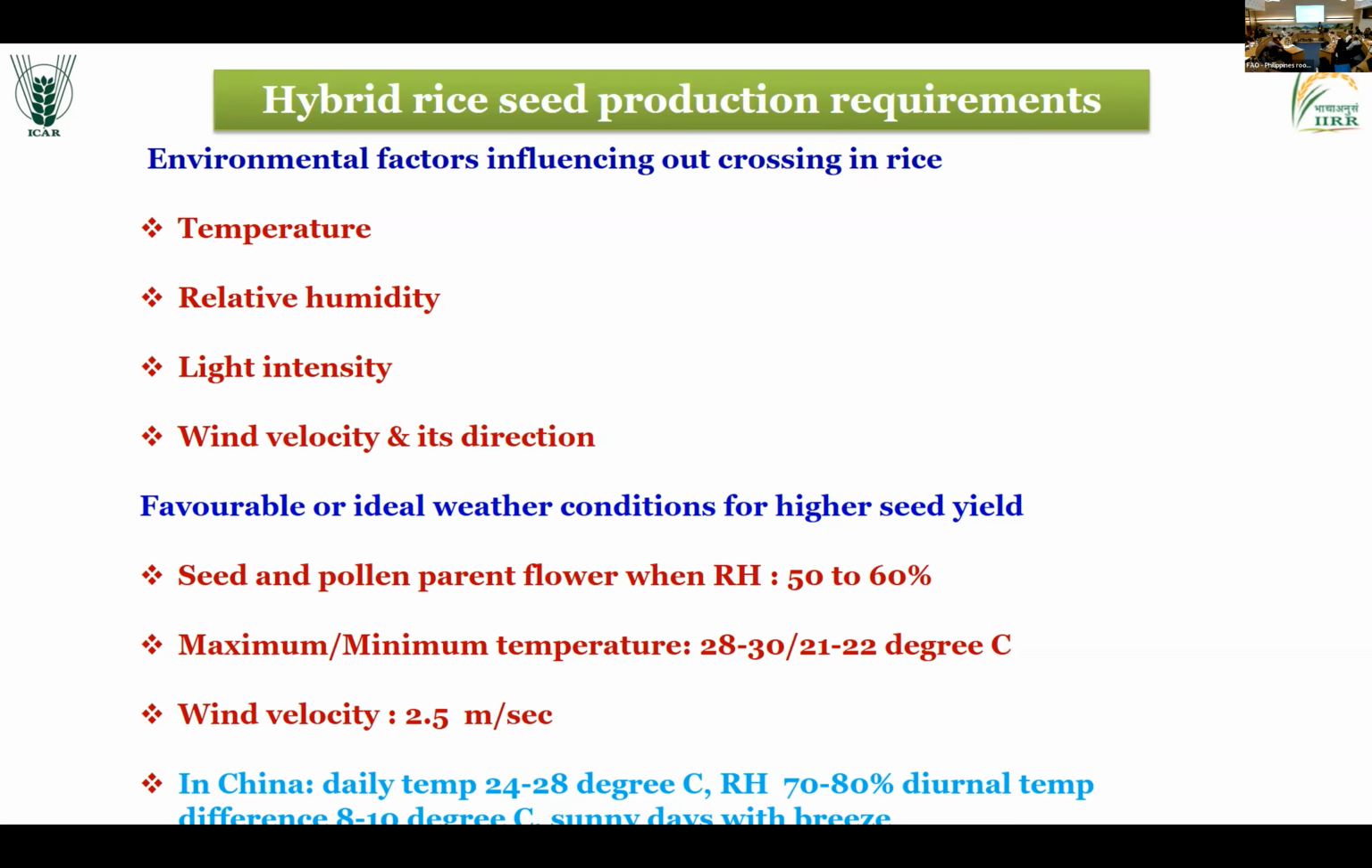The ideal situation would be relative humidity of 50 to 60%. The maximum temperature is 28 to 30 and the minimum temperature is 21 to 22 degrees. Wind velocity should be 2.5 meters per second. This is ideal for hybrid seed production. In China, they have reported 24 to 28 degrees, then relative humidity of 70 to 80%, with diurnal temperature change going up to 8 to 10 degrees with sunny days.